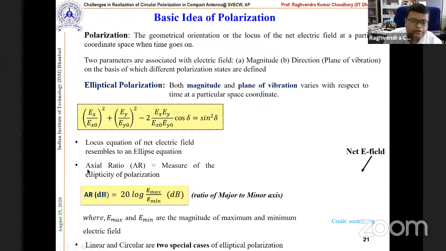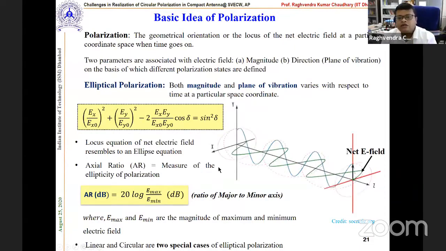Now there is another parameter, the axial ratio, which measures the ellipticity of the polarization, correct? And this could be calculated with 20 log E max over E min, a very simple formula. So the linear and circular polarizations are the two special cases of the electrical polarization, correct?